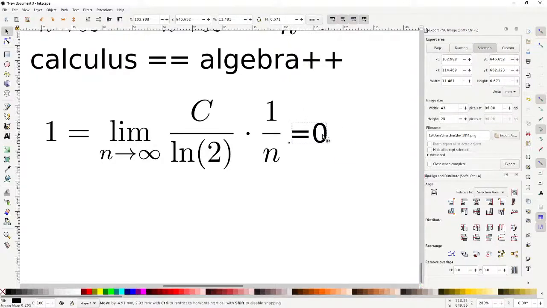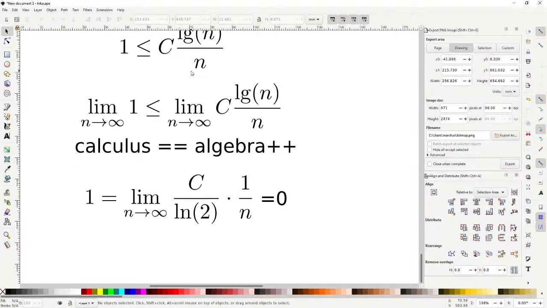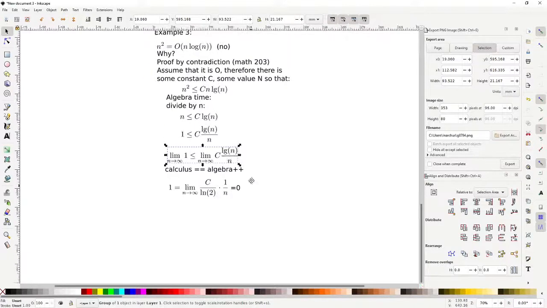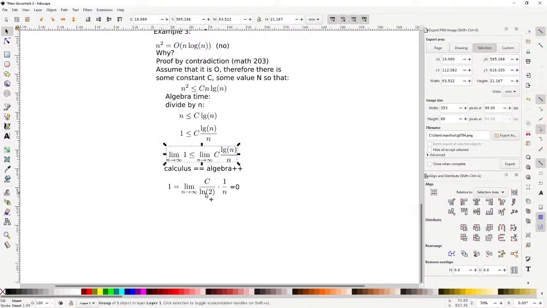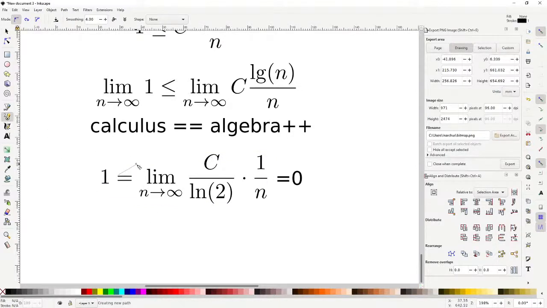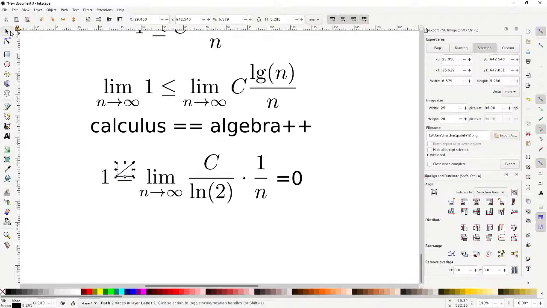So there's a slight problem here, right? Because I'm claiming that this is true, and therefore this is true, and therefore this is true, and therefore this would be true. Now, of course, you say, well, this should be less than or equal to. Let's actually just draw that line in, because I'm lazy. There we go.